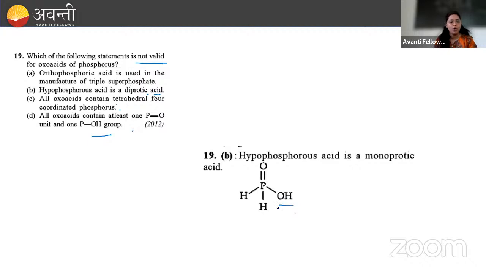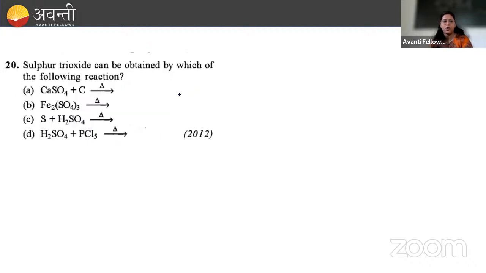Here you can see for hypophosphorus acid, it only contains one OH bond. That's why it will be monoprotic in nature. It won't be diprotic in nature. Okay, that's why hypophosphorus acid, which we already called phosphinic acid, is monoprotic in nature. And this is our answer here. We need to consider the not valid statement. ठीक है, बाकी के जो स्टेटमेंट्स हैं, those are correct statements. Right? Yeah. Next, move on to the next problem.